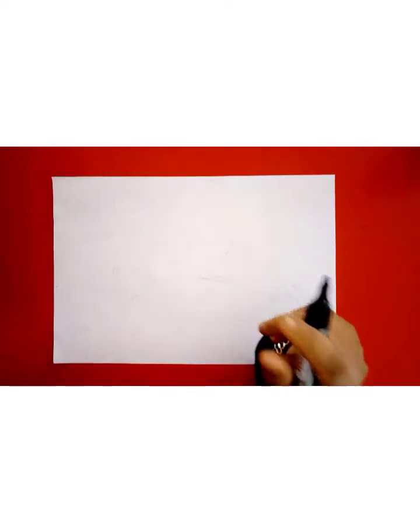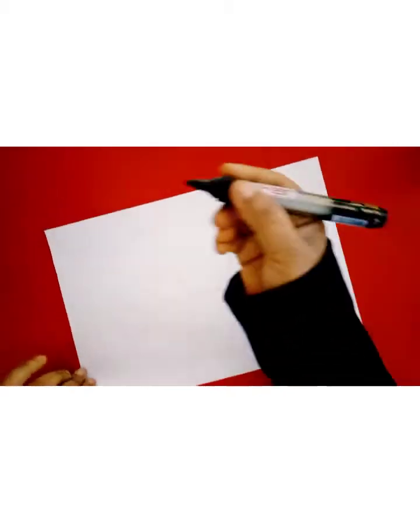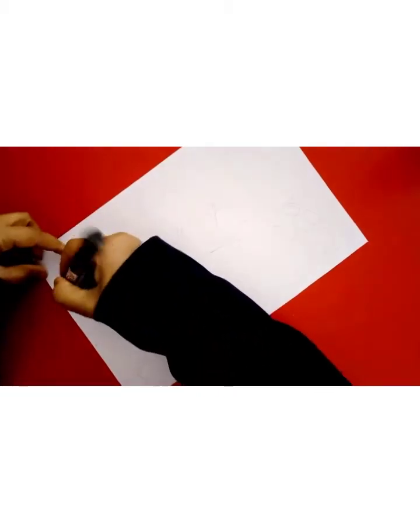Okay, children, I will use an A4 size paper, and you will use your drawing file. First I will use a marker pen, and you will use a pencil, and then you will use a marker pen. Okay, so let us start to work. So the first heading is noise pollution.